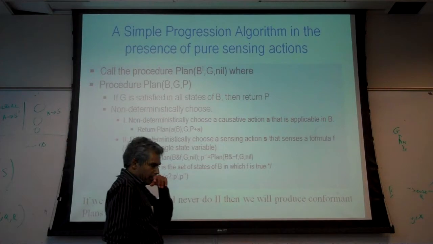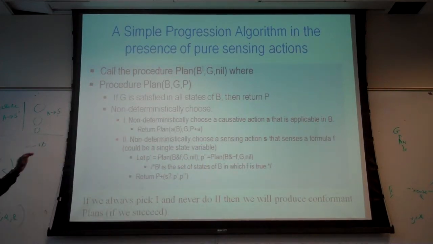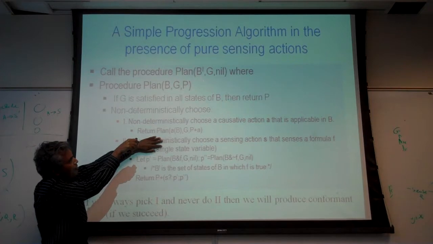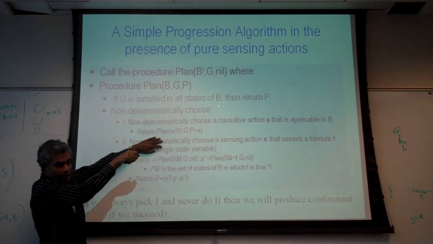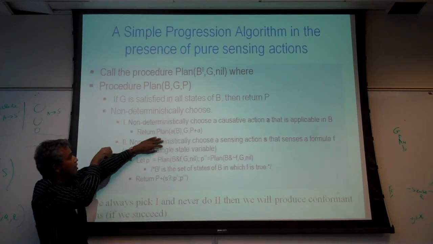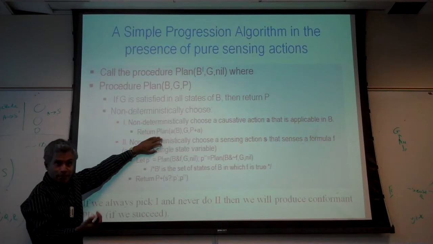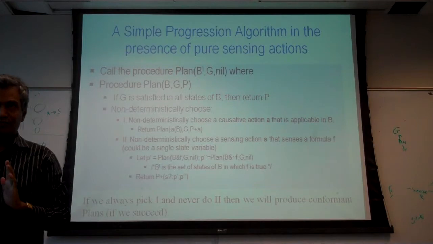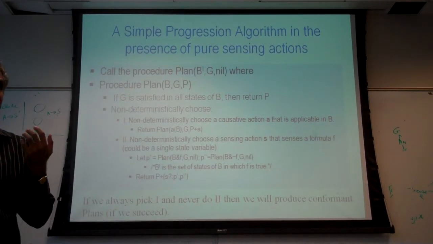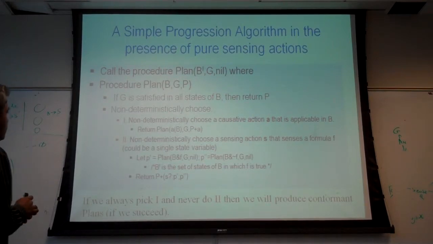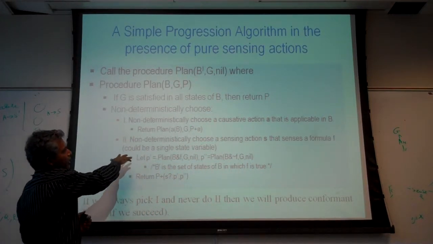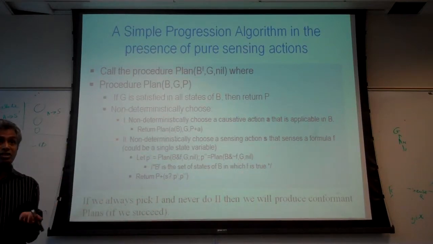And the progression previously used to just not have this. This was the progression algorithm without this line. So what you do is start from the belief state, and if the goals are satisfied in every belief state, you stop. If not, you non-deterministically choose one of the actions, apply it to the belief state, get a new belief state, and repeat. That's what you were doing before. Now you just throw in one additional non-deterministic choice, which is to pick a sensing action and apply it. So either you choose a causative action that is applicable in B and apply it, or you do a sensing action and just do that sensing.